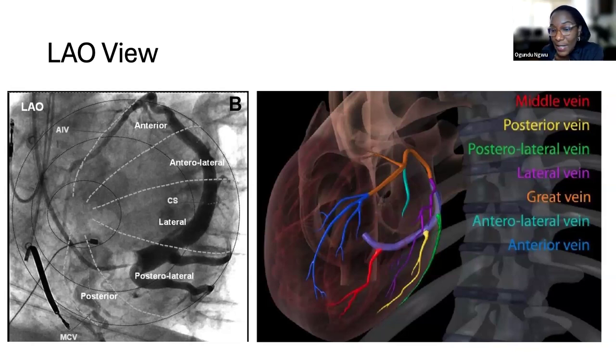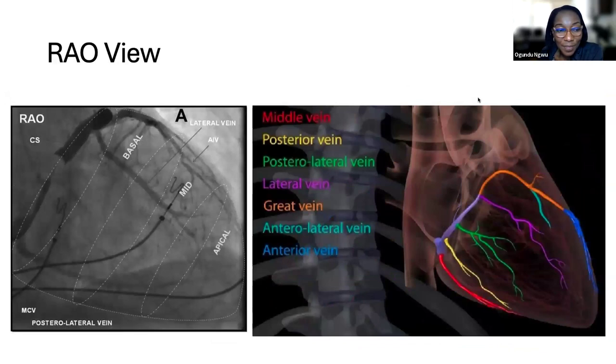And next slide. Again, another view emphasizing the branches of the CS and trying to maximize what the best options are to place your lead in the basal lateral LV.